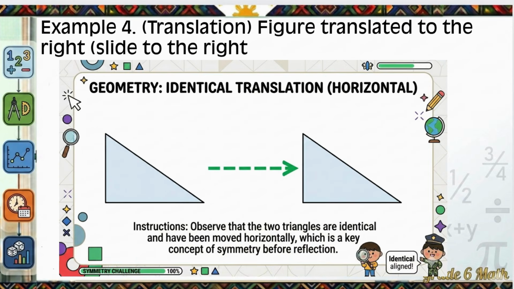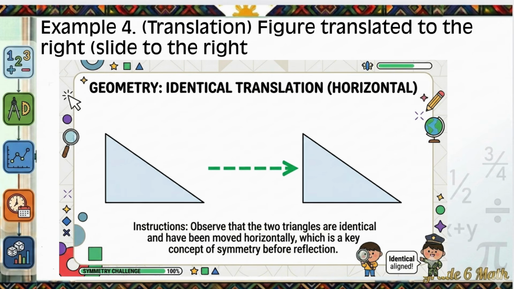In our previous slides, we talked about reflection, mirrors, where the shape flips. But look closely at these two triangles, did they flip? No. Here is how to explain this to your seatmate. 1. What is translation? In geometry, a translation is just a fancy word for a slide. Imagine you have a cutout of this triangle on your desk and you simply push it to the right without turning it or flipping it over. That is a translation.